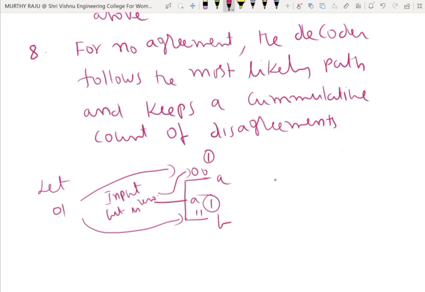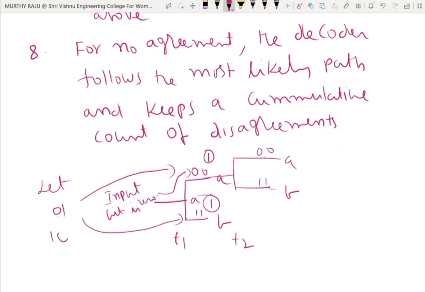The decoder follows the most likely path means, for no agreement, that means disagreement, the decoder follows the most likely path and keeps a cumulative count of disagreements. Here the cumulative count is 0. Here 0, 0, the count is 1. Suppose in the next stage, this one is the T1 state, this one is the T2 state. Here again A, B, here 0 0, 1 1.